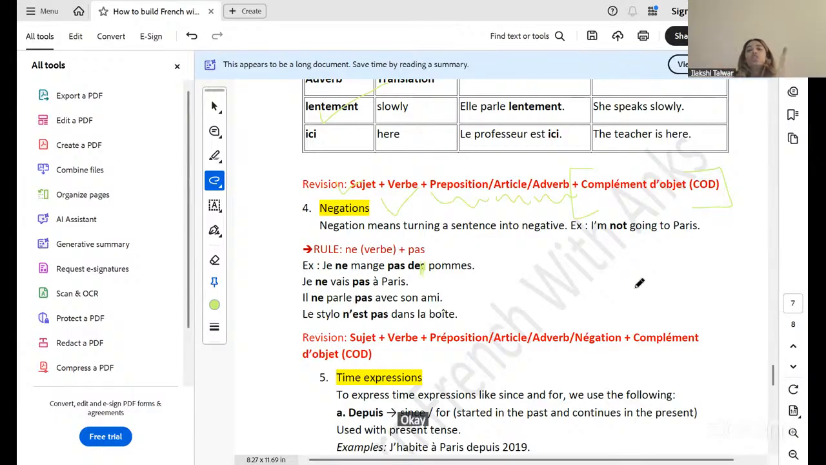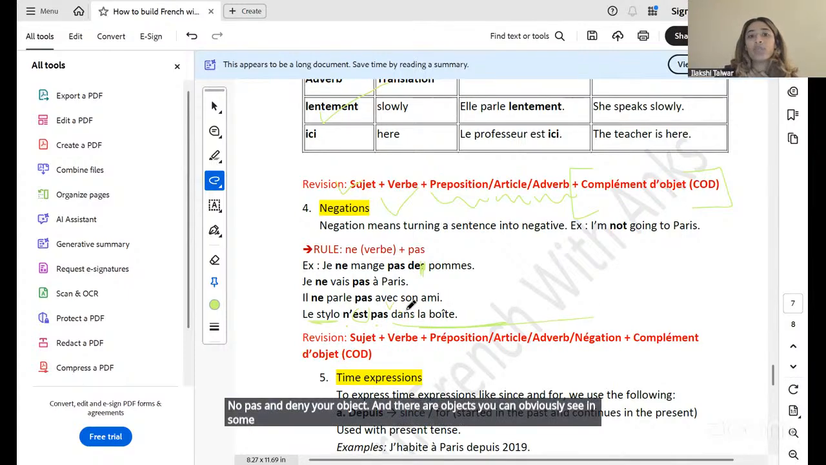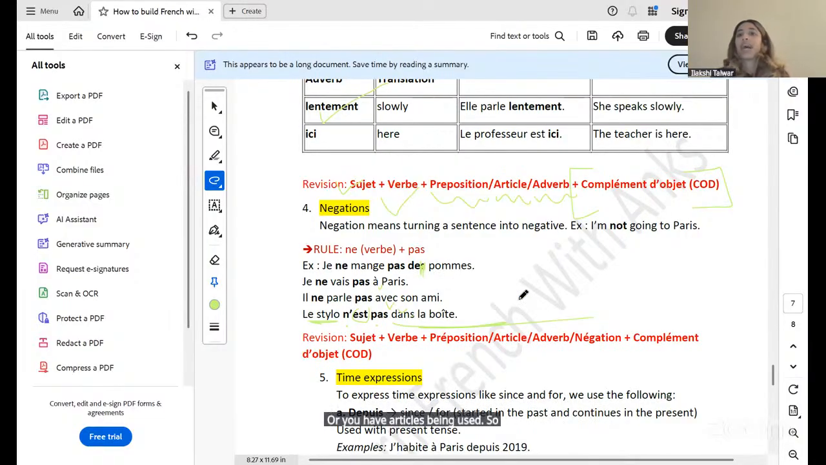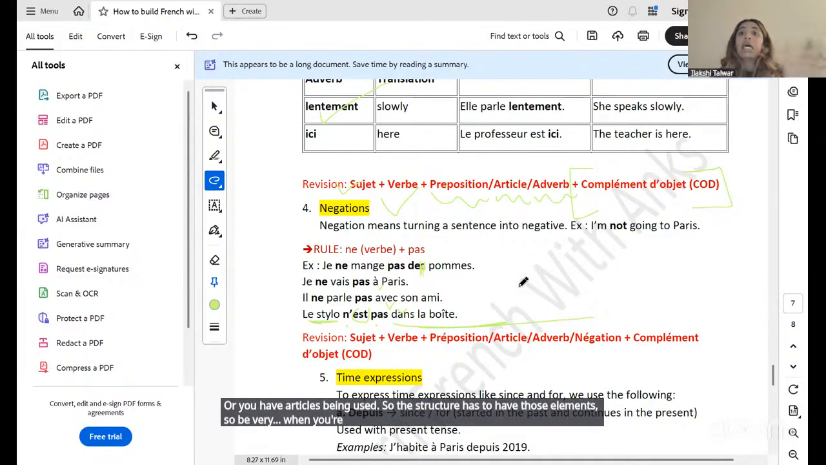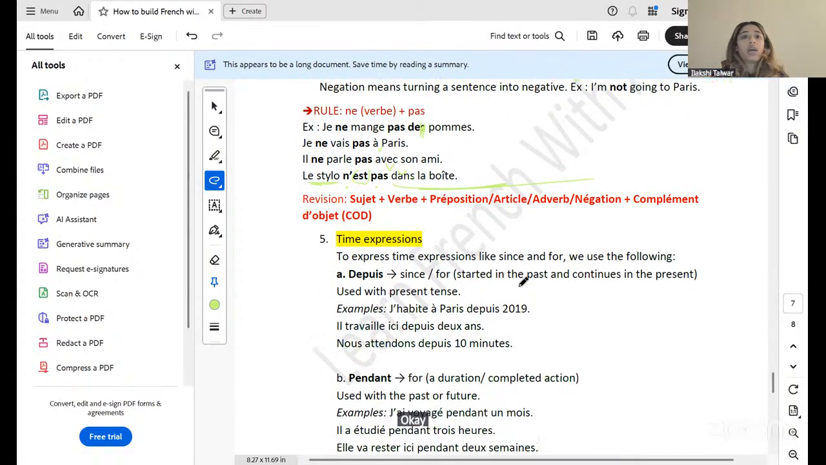Okay? Je ne mange pas, followed by your object then. Je ne vais pas, followed by your object. Je ne parle pas, followed by your object. Le stylo n'est pas, obviously your le stylo here is your subject. A, which is your verb, ne pas, and then your object. And then in an object you can obviously see in some, you have prepositions being used or you have articles being used. So the structure has to have those elements. So be very careful, when you're making sentences, see if you've put them in the right place. Okay? So we've done negation.